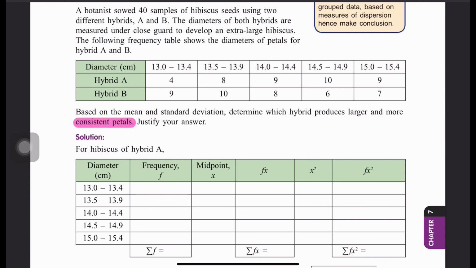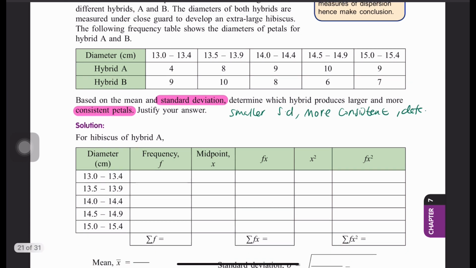Okay, now based on the mean and standard deviation, determine which hybrid produce larger and more consistent petals. Justify your answer. Okay, now the clue di sini consistent. Okay, consistent petals. Bila dia nak kita kira standard deviation, saya bagi tips dulu okay. Smaller standard deviation means more consistent the data. Okay, so contoh kita ada dua benda kita nak bandingkan. Kita kena tengok mana dia standard deviation yang lebih kecil. Okay, boleh.